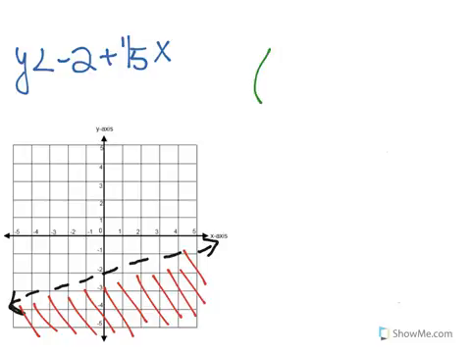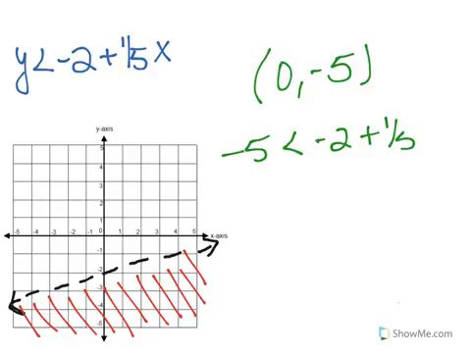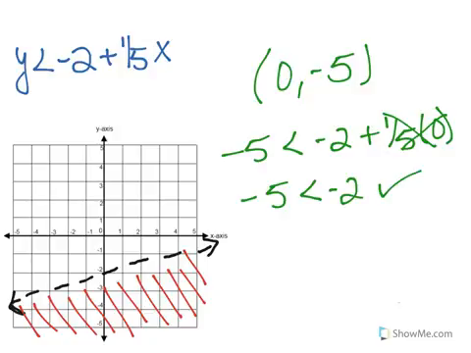So I'm going to pick, let's go with 0, -5. Just because I picked something on an axis because I know that it's going to have a 0 in it, so it'll make our lives a little bit easier. So plugging these in for x and y, we get that -5 is less than -2 plus 1/5 times 0, which of course cancels out. So we have that -5 is less than -2, which checks out. So we shaded the correct side of the graph.